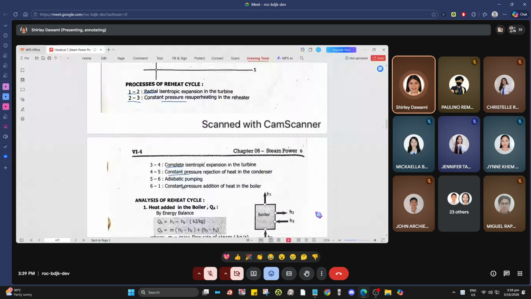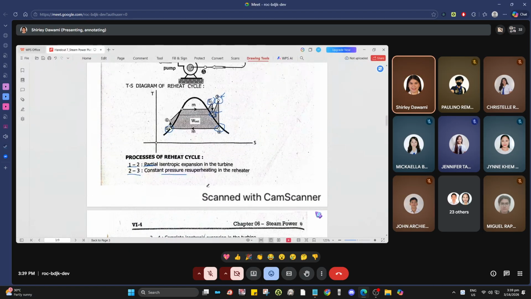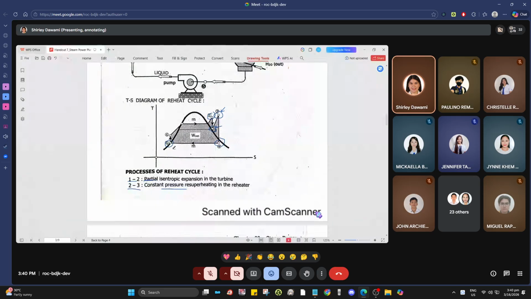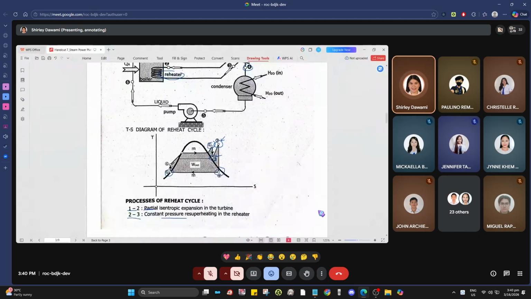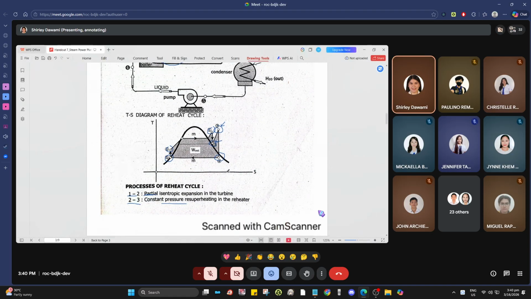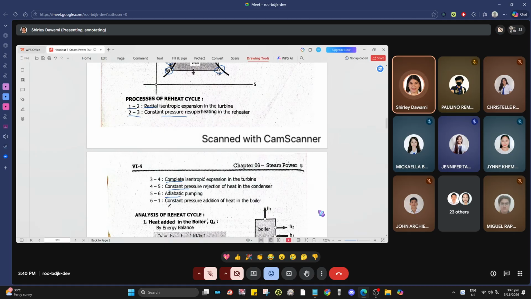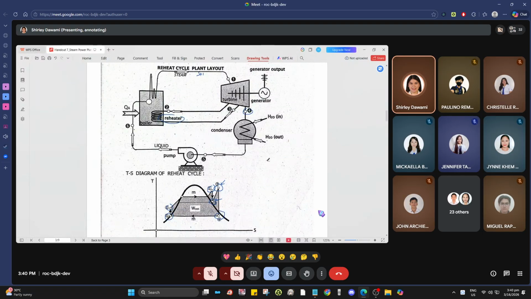Then process 5 to 6 is an adiabatic pumping. Adiabatic pumping, so the water will be pumped back to the boiler. Okay, so that brings it to the point at the boiler, at point 6. Okay, so that's it for the 6 to 1, a constant pressure addition of heat in the boiler. So that's the reheat cycle.